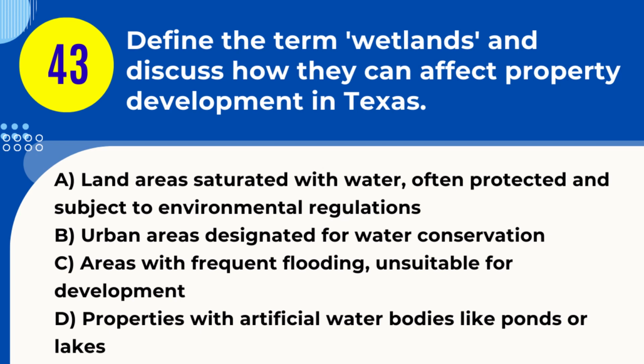Answer: A. Land areas saturated with water, often protected and subject to environmental regulations. Explanation: wetlands are areas where water covers the soil or is present either at or near the surface of the soil. In Texas, developing on wetlands is often restricted and subject to stringent environmental regulations, as these areas are protected due to their ecological significance.